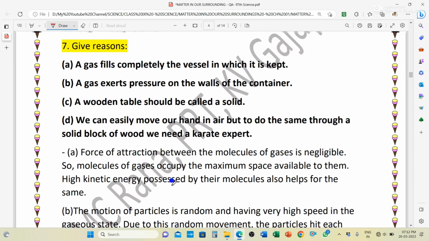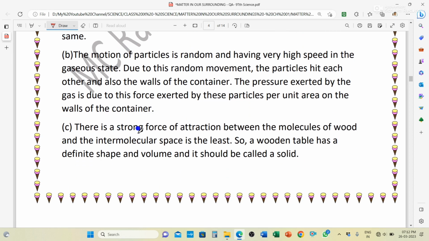Then, a wooden table should be called a solid. Why? There is a strong force of attraction between the molecules of wood, and the intermolecular space is also very least. Least means very less. So a wooden table has a definite shape and volume. That's why a wooden table is a solid.